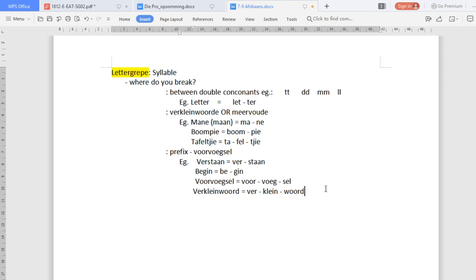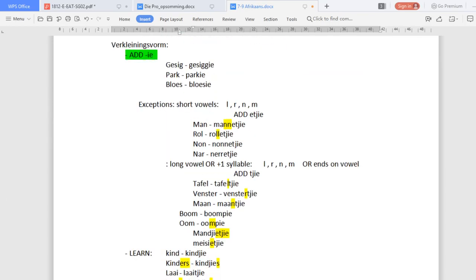Okay, those are general rules, but they aren't necessarily rules for everything. So just go look at a couple of words. You've got to kind of get the feel for it. So look at a couple of words and practice it. You'll have to listen to the sound and what sounds right to you. So it will help to listen to Afrikaans a lot so that you can hear what sounds right and what doesn't. Alright, so that was lettergrepe en verkleiningsvorme.